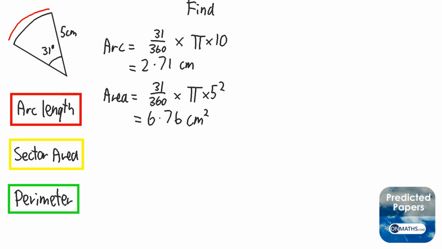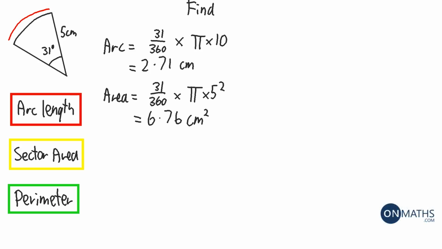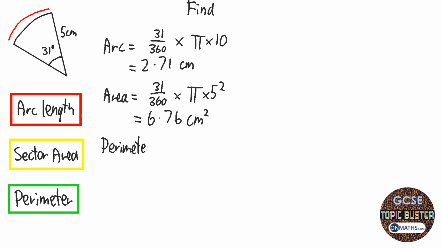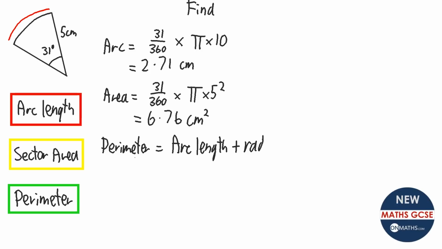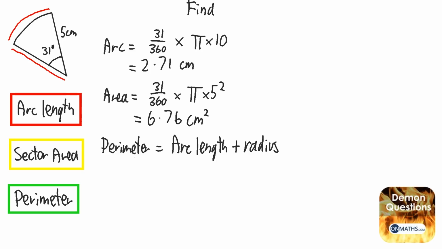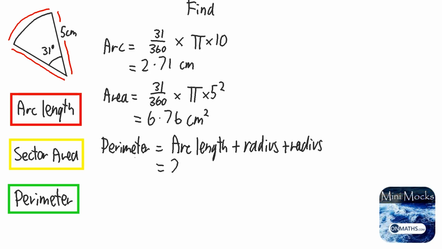Now the perimeter, what we do is we go back to the arc length. Let's write down the perimeter so we know what we're doing. So perimeter equals the arc length, which is the curved bit of the shape, plus the radius, because what we need to do is come down this way, because the perimeter is the total distance around the shape, and then we need to add another one of them, so we need to add another radius. Okay, so it's 2.71 plus the radius, which is 5, plus the radius again, which is 5.